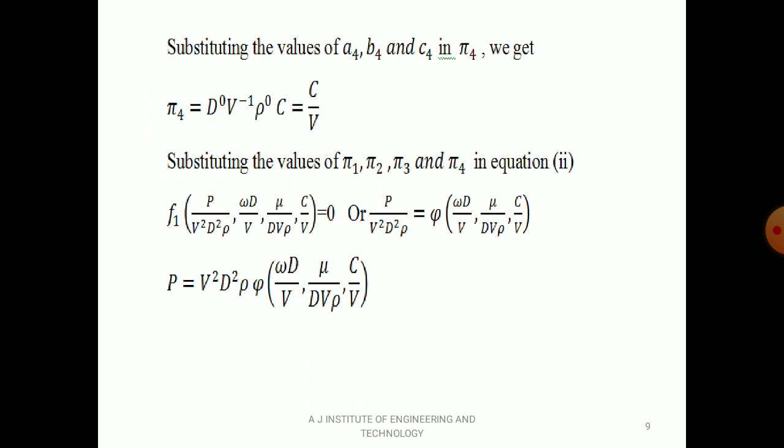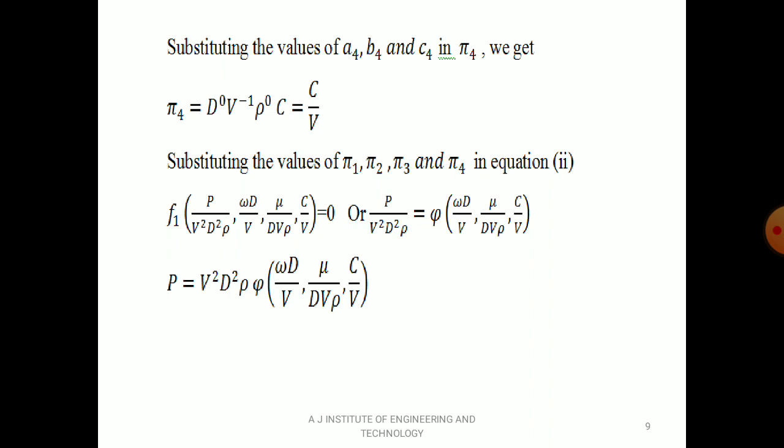Now substituting the values of pi 1, pi 2, pi 3 and pi 4 in equation 2, that is f1 of pi 1, pi 2, pi 3, pi 4 equal to 0. So we have the values of pi 1 as p divided by v square d square rho, pi 2 as omega d divided by v, pi 3 as mu divided by d v rho, and pi 4 as c by v. So I'll substitute f1 of p divided by v square d square rho, omega d divided by v, mu divided by d v rho, c by v equal to 0.